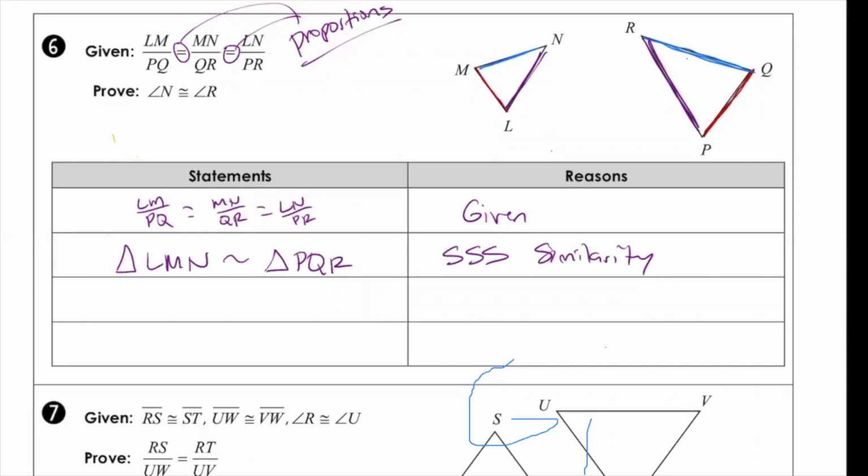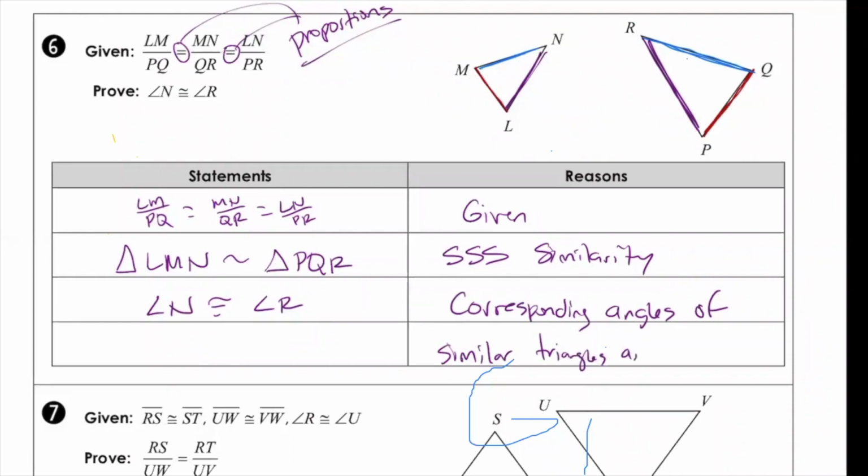And so now that we know they're similar, we can say angle N is congruent to angle R, because once we know they're similar, we know all of their angles are equal. Remember, in similar triangles, all their angles are equal. Okay, so we can just say because corresponding angles of similar triangles are equal. You can also put definition of similar triangles. That'll work too, because the definition of similar triangles is that all their sides are proportional and all their angles are equal. So if you just want to put definition of similar triangles, that's fine too.